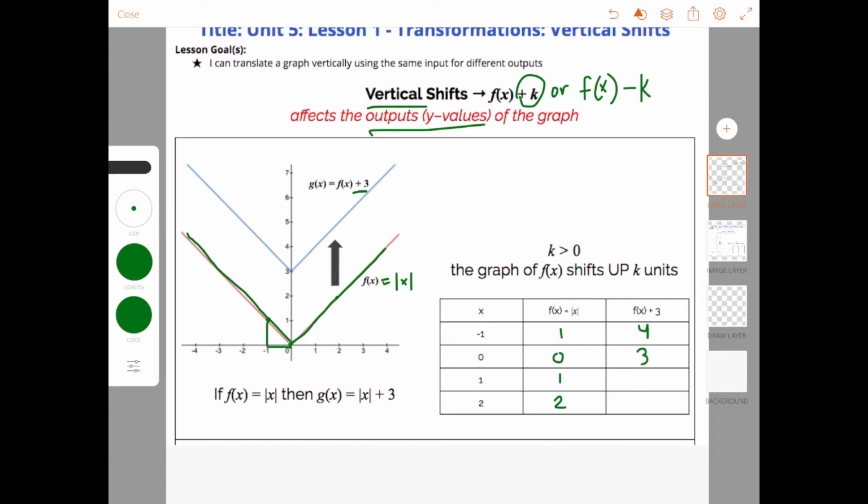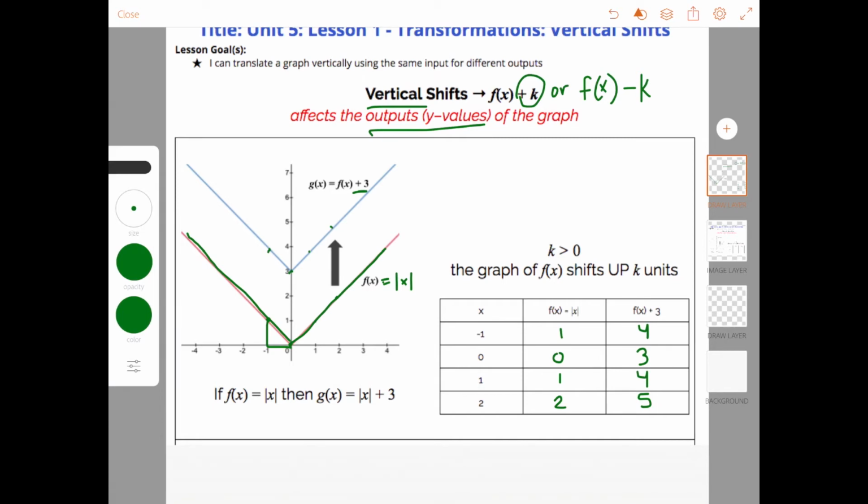So 1 plus 3 is 4, 0 plus 3 is 3, 1 plus 3 is 4, and 2 plus 3 is 5. All right. Now again, I'm going to plot these points over on the graph, and you can already see the graph is drawn out over here, but I'm going to plot the points that we found using our table. And you'll notice that because every point on the graph shifts up 3 units, it causes the entire graph to shift up 3 units. So that is a vertical transformation moving up.